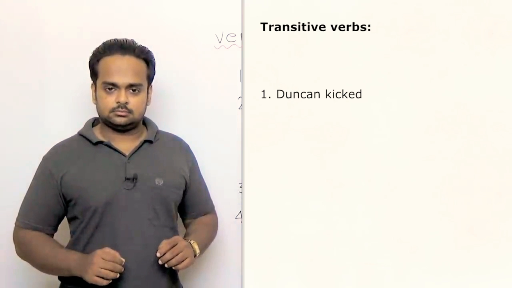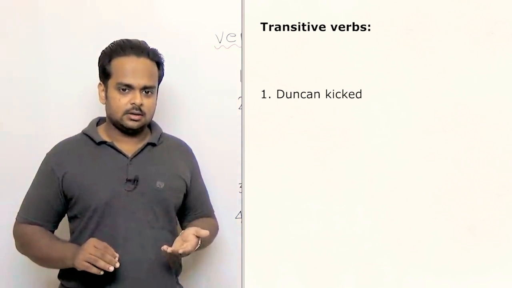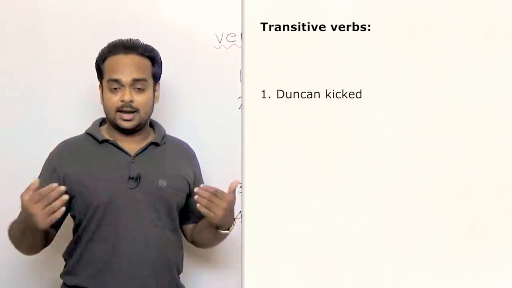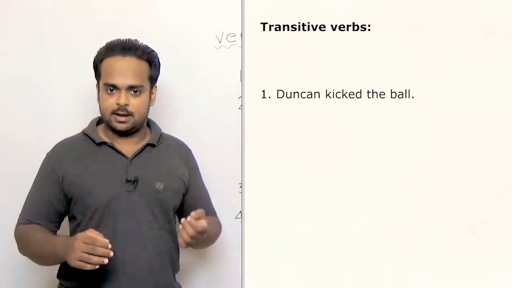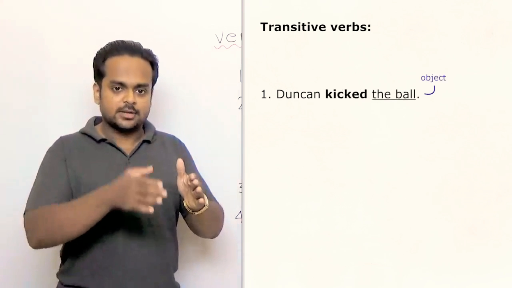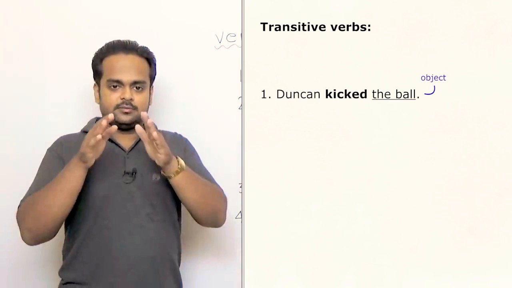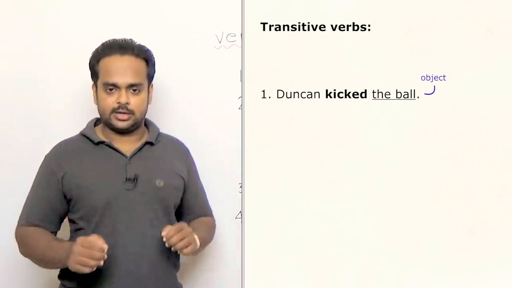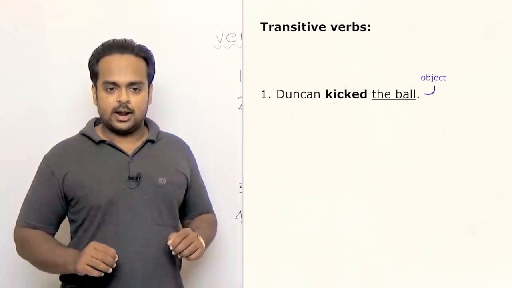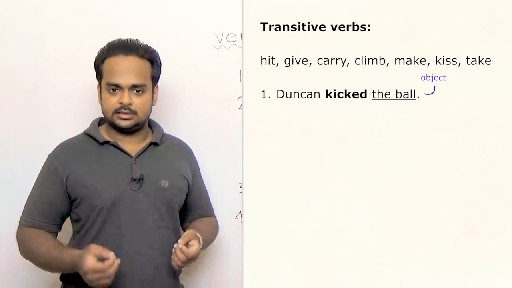Now, if I said, "Duncan kicked," does that sound a little wrong? Because you might ask me, "Duncan kicked what?" And I would have to say something like, "Oh, sorry, Duncan kicked the ball," for example. The ball is the object of the verb kick because the ball receives the kick. And the verb kick is a transitive verb. It always needs an object. Some other common transitive verbs are hit, give, carry, climb, make, kiss, and take.